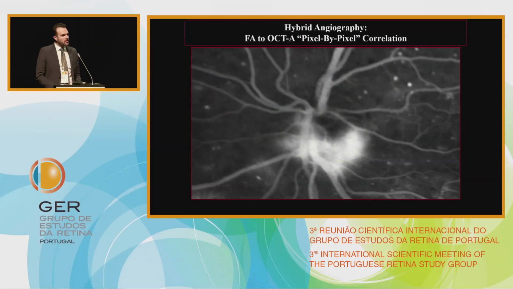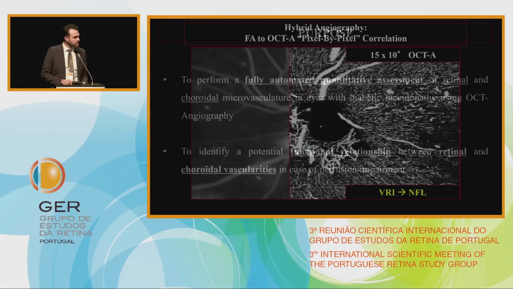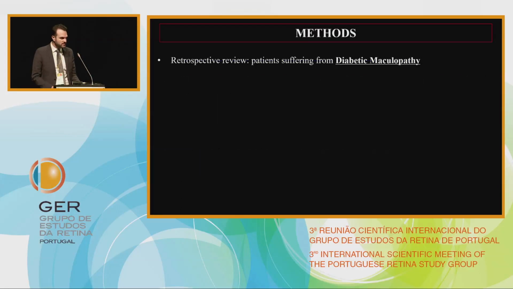Nevertheless, probably the combined approach, the hybrid angiography, provides information related to the activity and leakage of the lesion, and to the morphology of the lesion, with two functional examinations. So our purpose in this case was to perform a fully automated quantitative assessment of the retinal and choroidal microvasculature in eyes with diabetic maculopathy using OCT angiography, and to identify a potential functional relationship between retinal and choroidal vascularities in case of perfusion impairment.